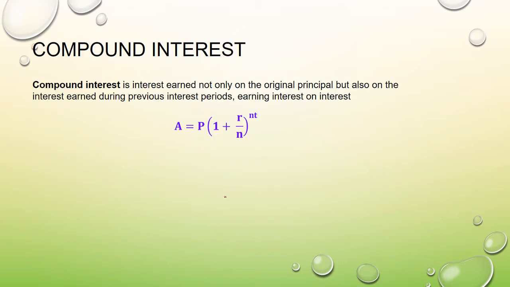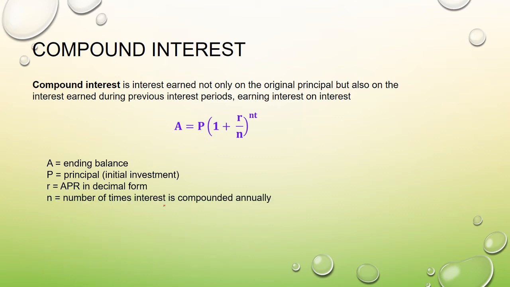Alright, compound interest. So, as I mentioned earlier in the key terms, compound interest is interest earned not only on the principal, but also on the interest earned. So again, it's interest on interest. And the formula to find compound interest is given to you right here, where A represents the ending balance. How much do you have after a certain amount of time? P is the principal, is how much you start off with. R is the APR, the annual interest rate, in decimal form.